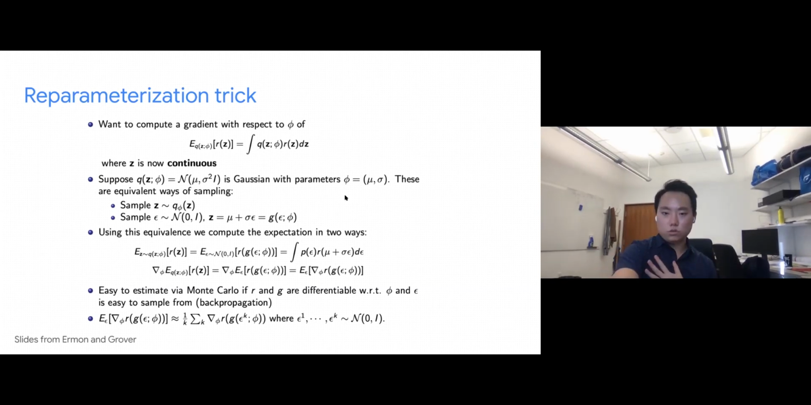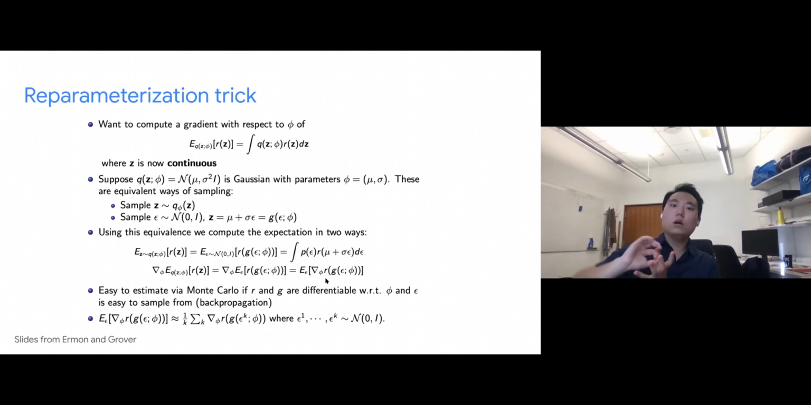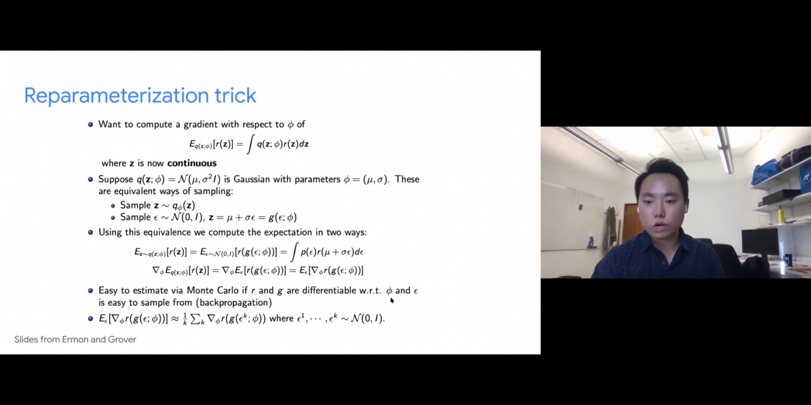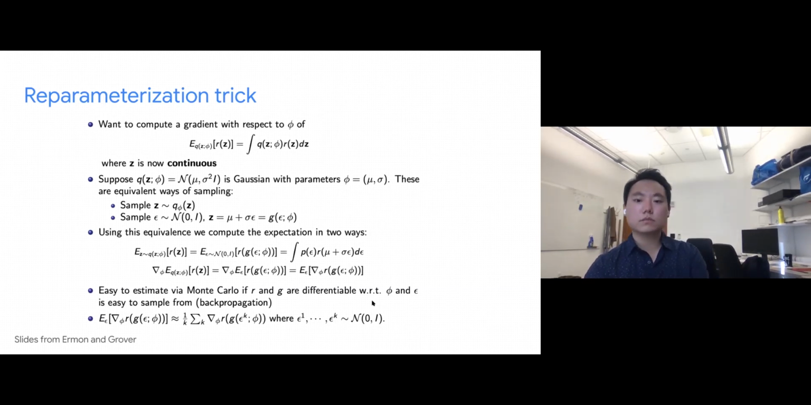In this case, your g is actually just a linear function with respect to your mean and sigma. So that's differentiable with respect to your parameters. And for your r function, you also have to assume that whatever operation you do with z on top of it is also differentiable with respect to your parameters phi. And we have that as well, because we're working with these differentiable neural networks, and all these linear transformations and activation functions are differentiable with respect to these variational parameters.